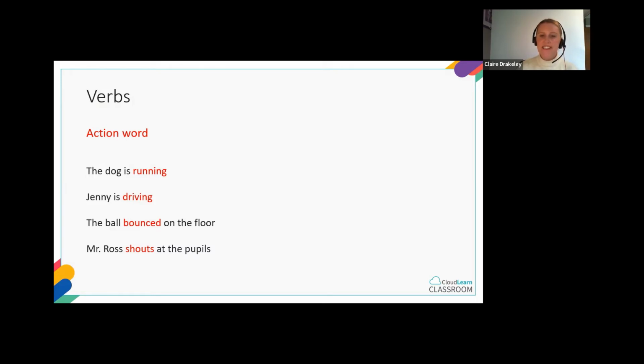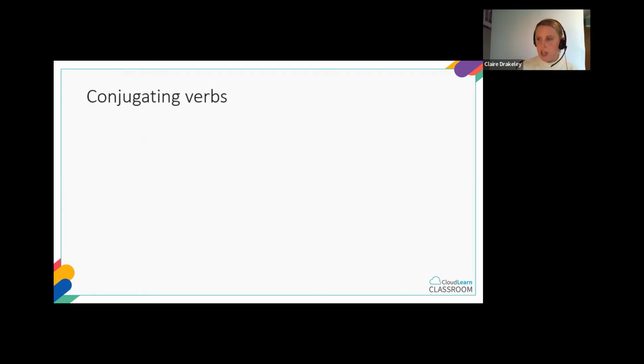You should notice here in these examples that the tense of the verb changes. Running is present tense. It's happening now. The dog is running. If it happened in the past, it would say the dog ran, but running and ran would both remain the verb. It's still the action. The action can be present, past, or future. That is where we come on to.